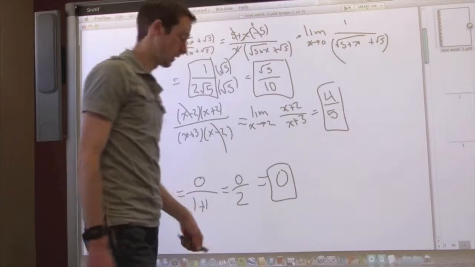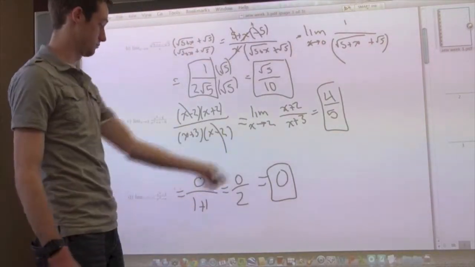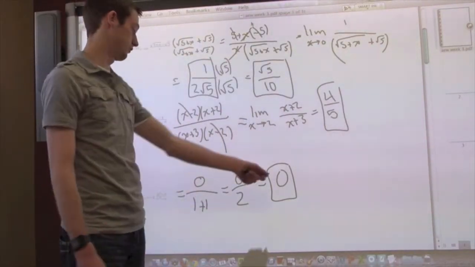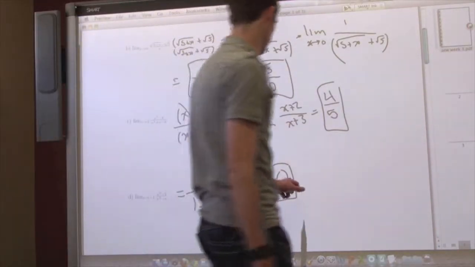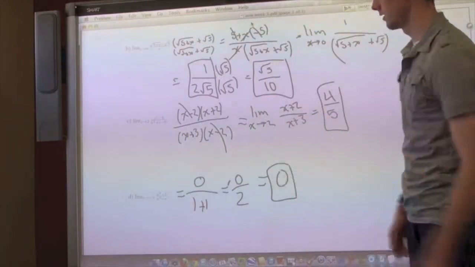So always make sure you plug in first in order to see if you can just get away with plugging it in and just getting the answer there. And remember, 0 on top, that's okay, that's just 0. So that's how you're going to do those 3 there, B through D.